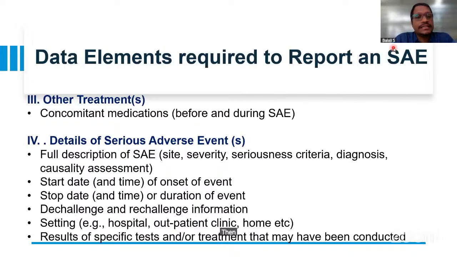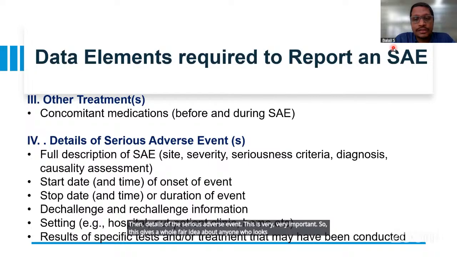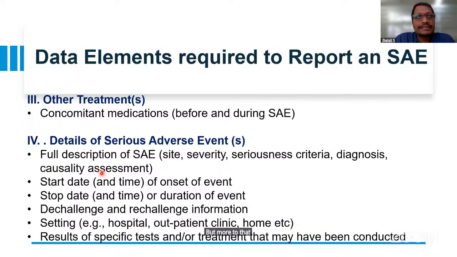Then details of the serious adverse event. This is very, very important. This gives a whole fair idea to anyone who looks into it for the assessment. So that includes a full description of the SAE. It might include which hospital it has been reported from, what is the severity, what is the seriousness criteria, what diagnosis has been made, and what is the causality assessment. Here again, for causality assessment, like an adverse drug reaction, we also use a standard set of algorithms, but more than that, here what matters is the investigator's opinion. If the investigator feels that the reaction is due to the drug, it will be considered 100% as due to the drug only.